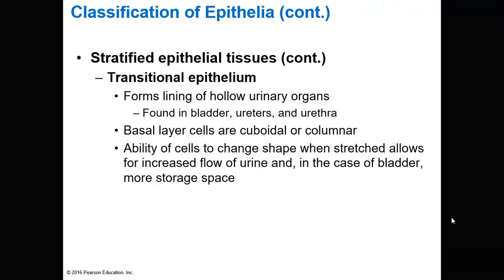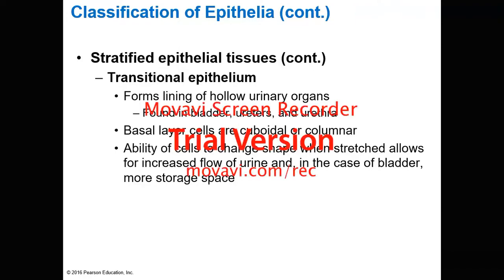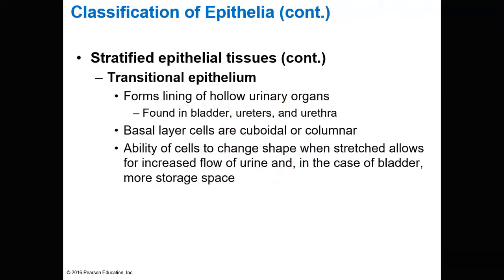Transitional epithelium forms the lining of hollow urinary organs, found in the bladder, ureters, and urethra. Basal layer cells are cuboidal or columnar. The ability of the cells to change shape when stretched allows for increased flow of urine, and in the case of the bladder, more storage space. Okay, so for transitional epithelium, pretty much think of the bladder.